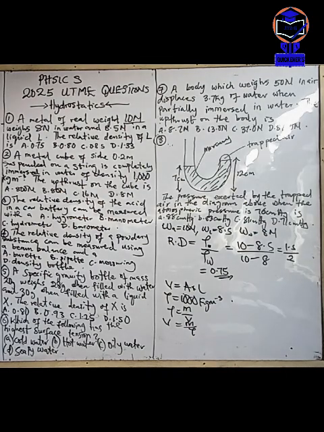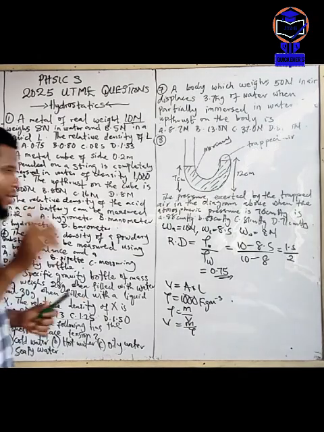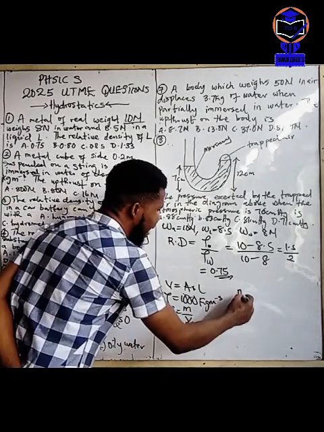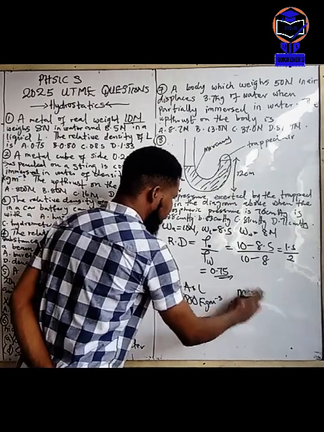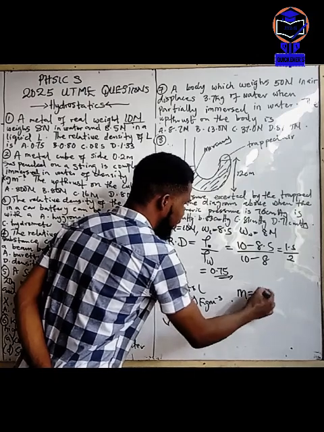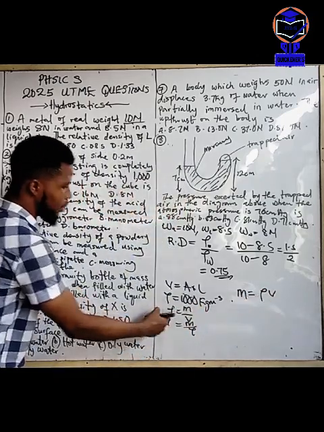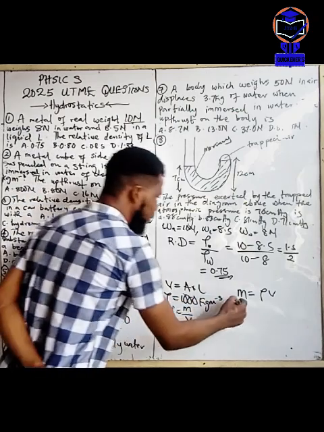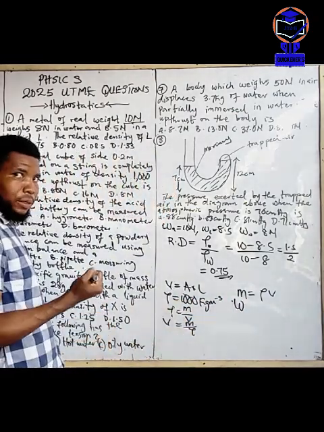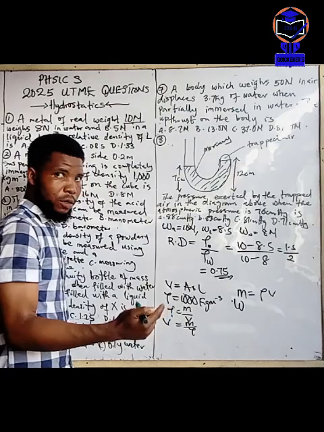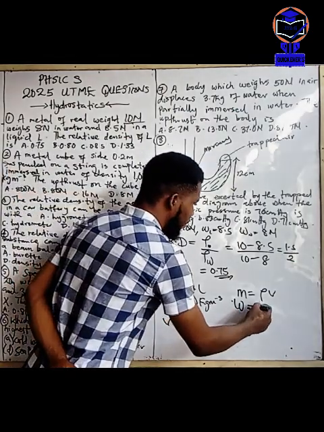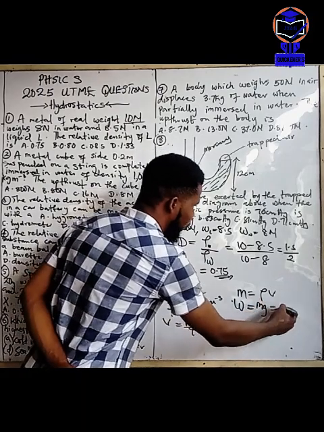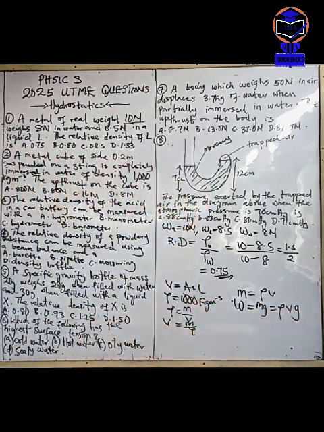Now, if you look at this question completely, there's something else you need to note. Mass is density times volume. And weight is force, right? Which is mass times acceleration due to gravity. So weight will have mass times acceleration due to gravity. If you put this one here, can you see all that now?